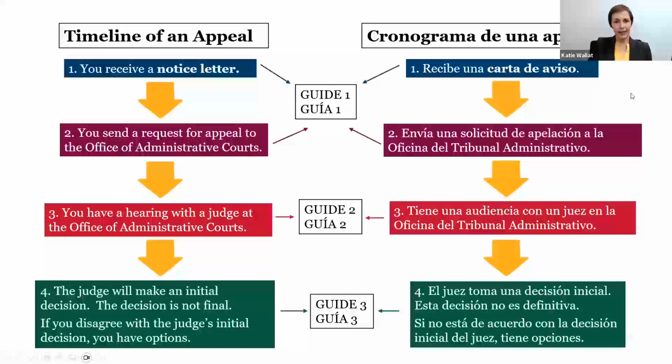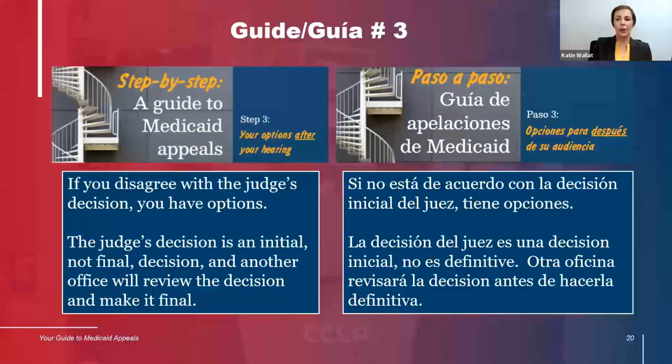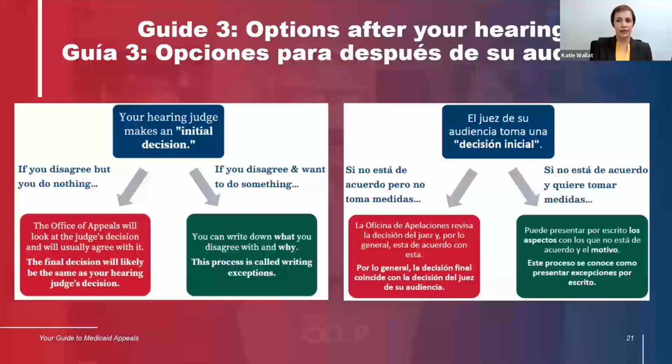The third guide is all about what happens after the hearing. What options do you have if you disagree with that initial decision? As we said, that initial decision is not a final decision. And going from the initial decision to the final decision is another step in this process. So here's an image from that third guide that outlines this piece here.